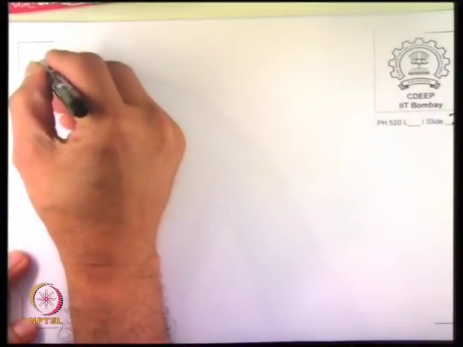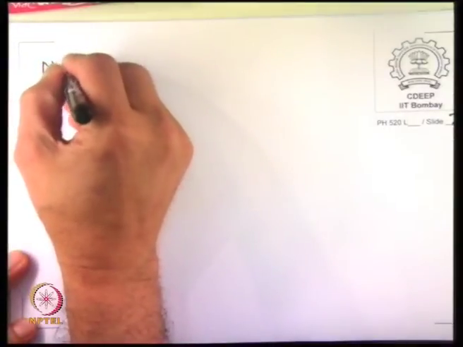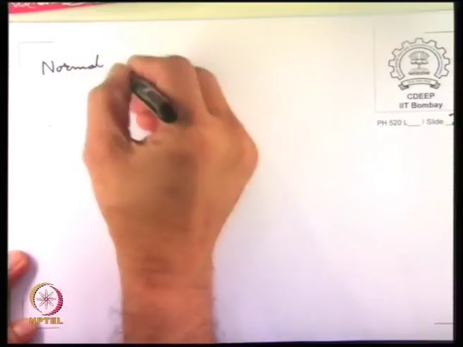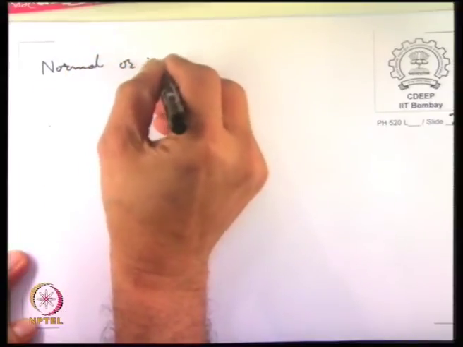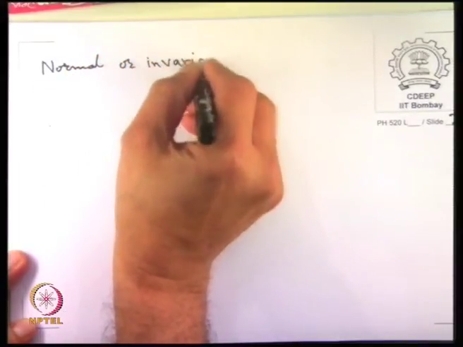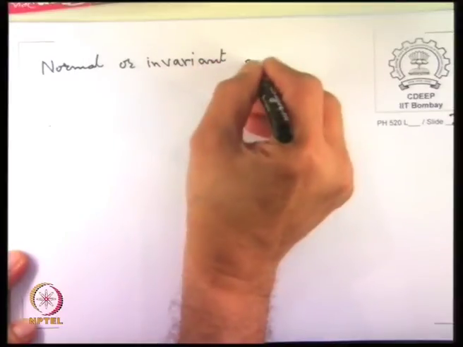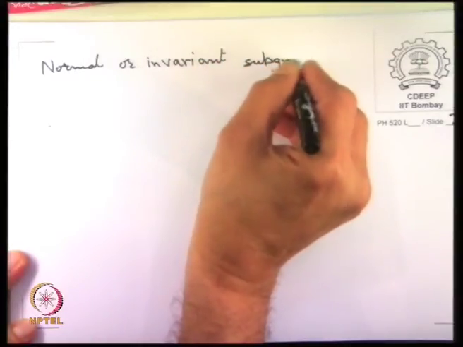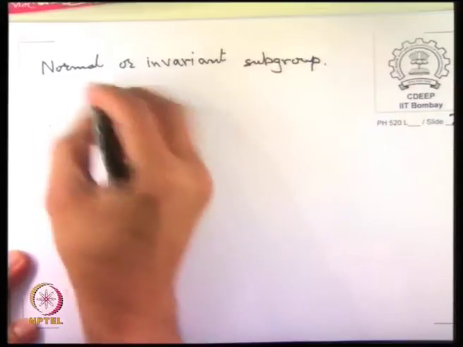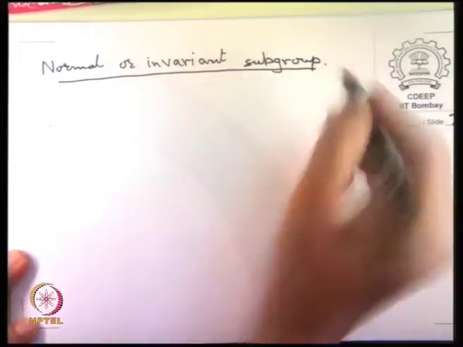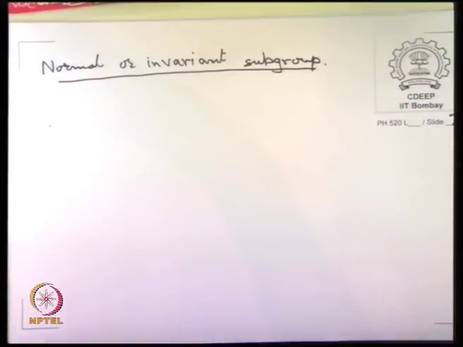So, next we come to the idea of what is called a normal subgroup or invariant subgroup, both terms are used. This is the subgroup H, or let us call it N, such that its left cosets and right cosets are exactly the same.